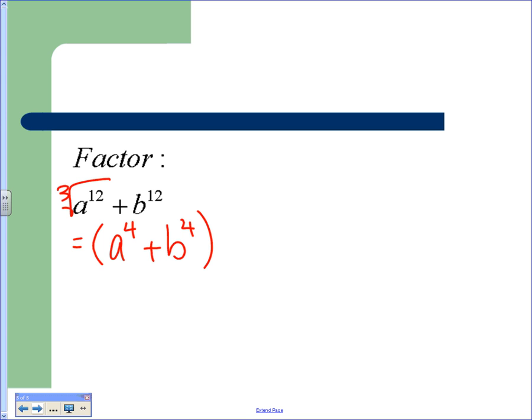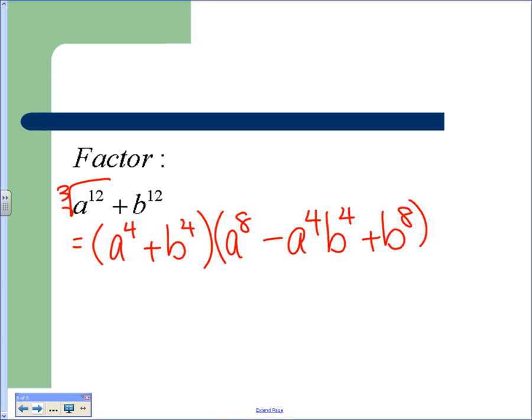Now what? Why a to the 8? Okay, and then what? Okay. Y'all see how that works?